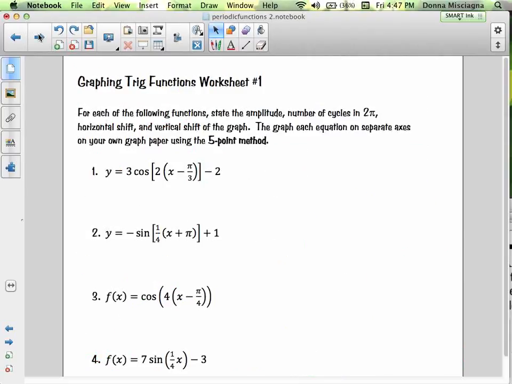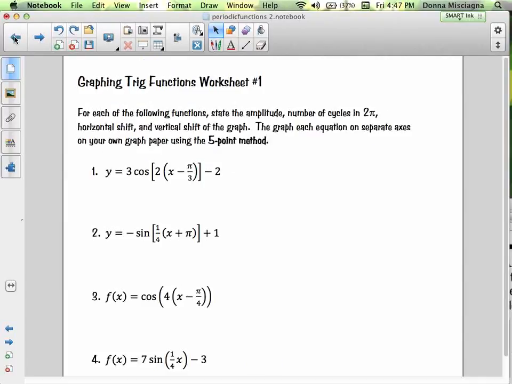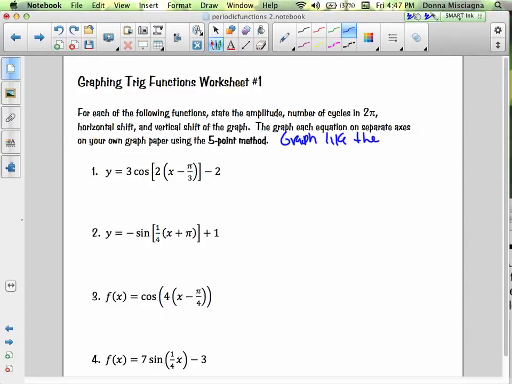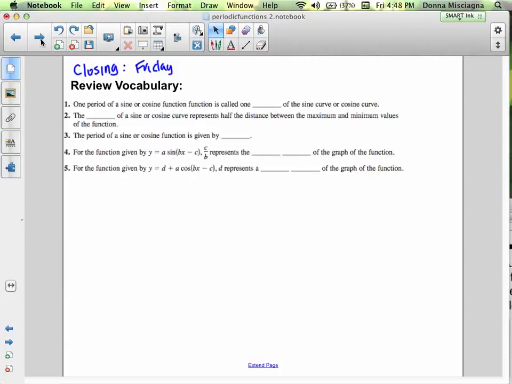And this is the last assignment. It's in the classwork already. And when you graph these, notice it says using the 5-point method. That's the one I've been showing you. All right? It needs to be graphed like the examples in class. That is my expectation. I want you to really understand these graphs. And this is the closing. I decided to keep it as an easy closing.